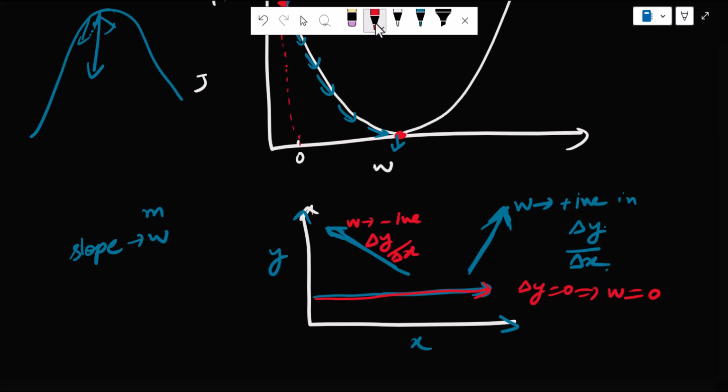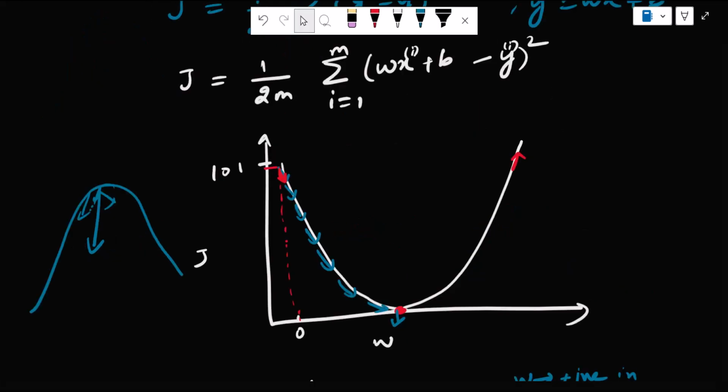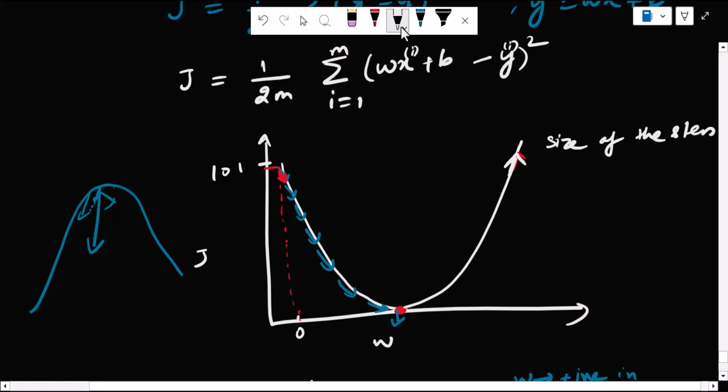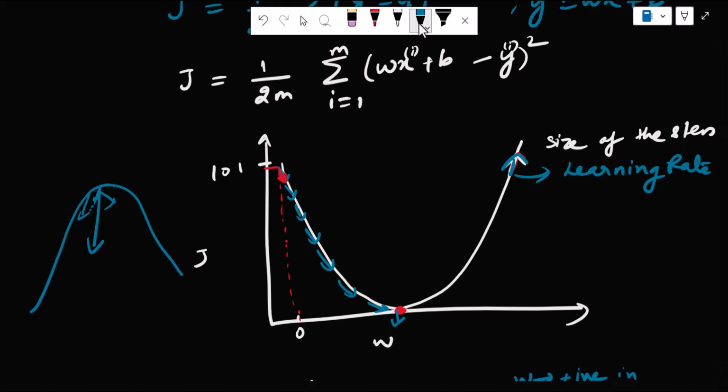Now let's come back to our original parabola graph. We have 2 things over here: the size of the steps and the direction. Size of the steps is how much jump we make towards the value we want, or towards achieving the minimum cost function. This is also called learning rate, and learning rate is also indicated by alpha. And then we have the direction in which we are going, whether we are going in this downward direction or in the upward direction.